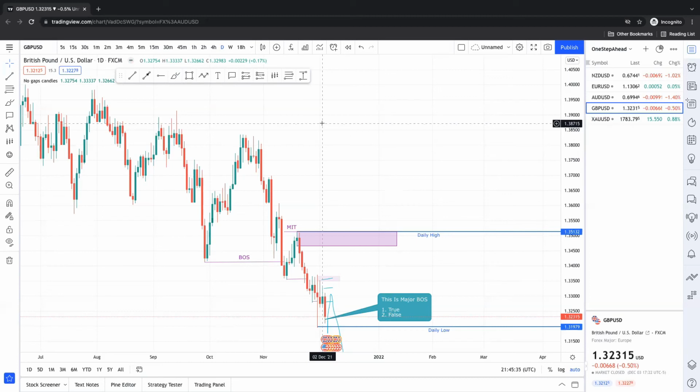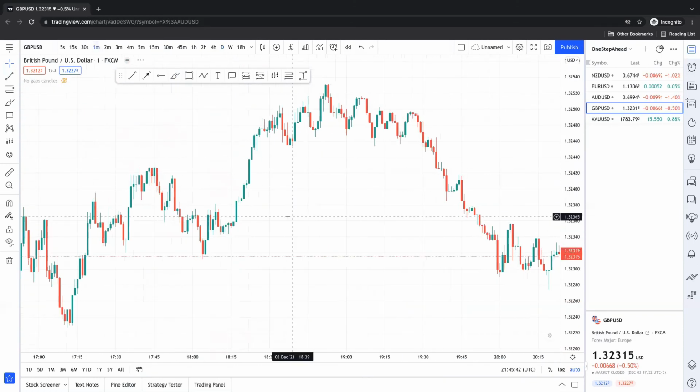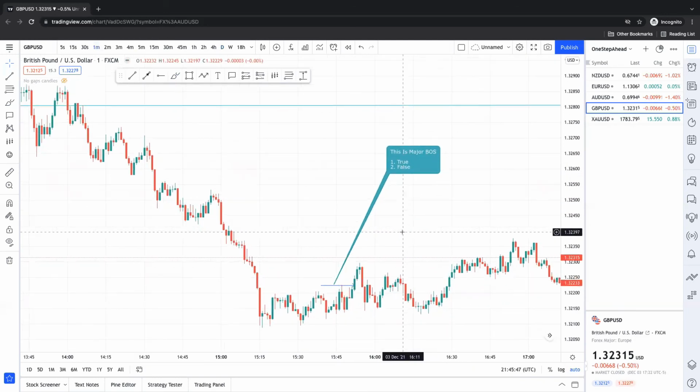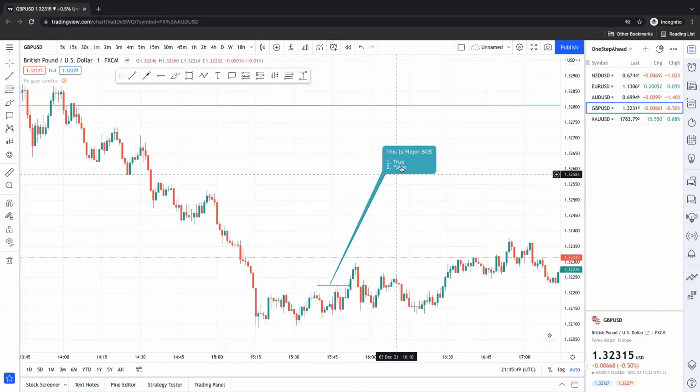Right, perfect. So let's go back to our question. What was the question? Okay, it was on the 1 minute, right? All right, okay, the question was, okay, so this is a major BOS, true or false? Okay, so the correct answer is false. Those who wrote the answer true in the mind or in the comment, they are wrong, right?